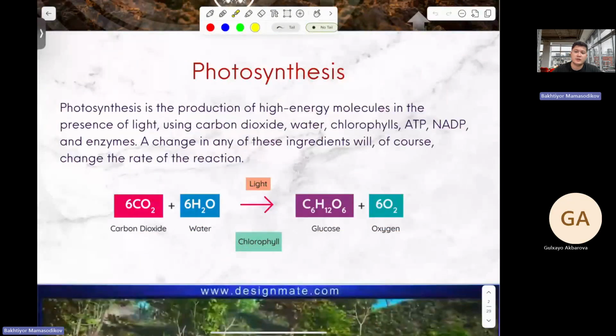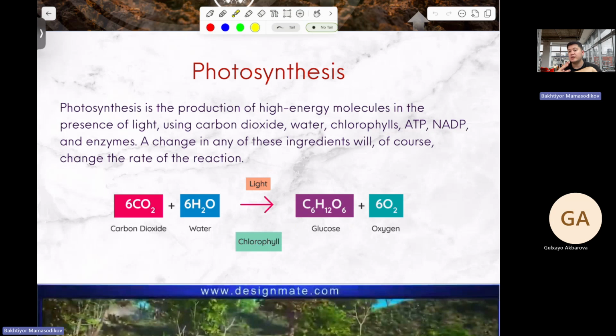Today we will learn about photosynthesis. So let's talk about this. Photosynthesis is how plants make their food, specifically glucose, sugar. They use sunlight, water, and carbon dioxide. With the help of the sunlight, they are going to produce the glucose molecule, and after that, they will produce the oxygen molecule.